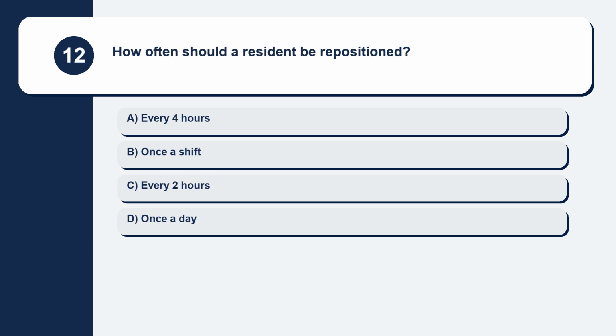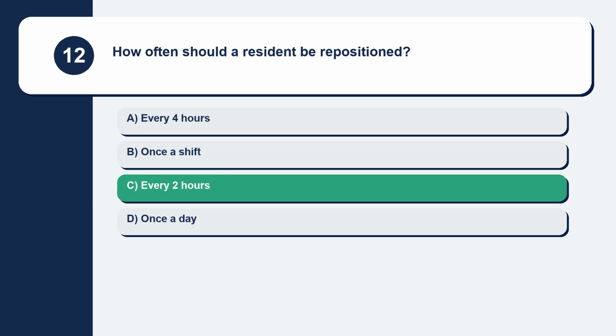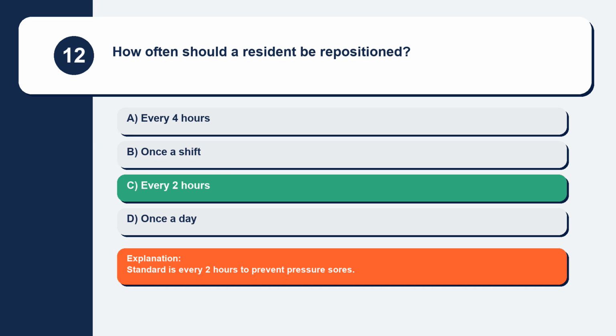Question 12. How often should a resident be repositioned? Every 4 hours, once a shift, every 2 hours, or once a day? The standard is every 2 hours to prevent pressure sores.